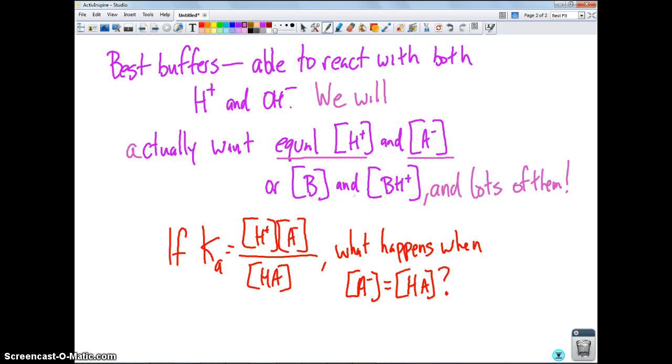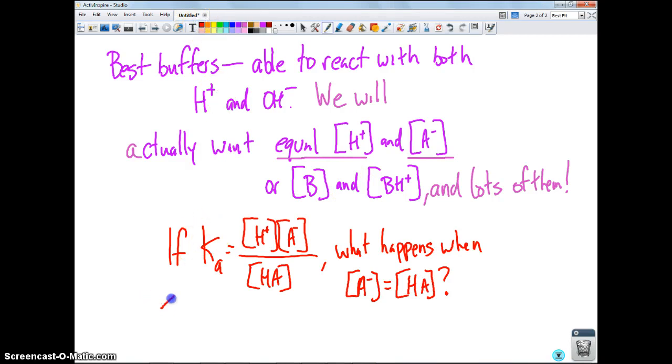We want to try to have as much of both of them as we can in the system, and lots of them. The more we can have, the better buffering capacity that substance will have. I will be able to add acid and base to it, and the pH won't change very much. So here's the whole point of why we're doing this.